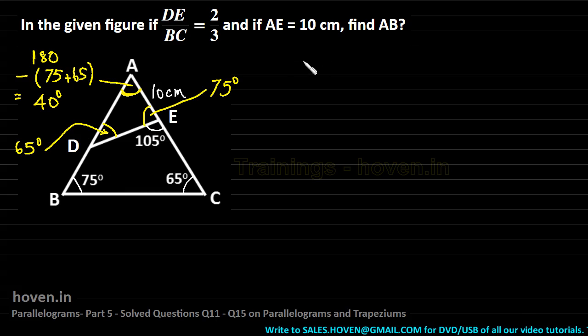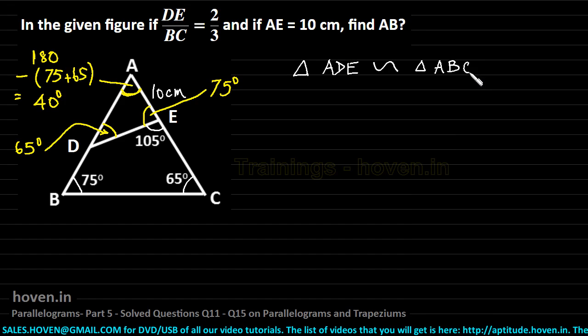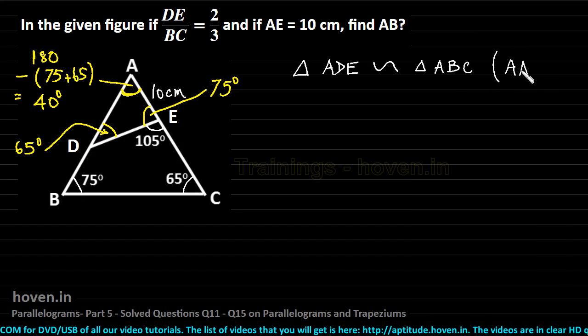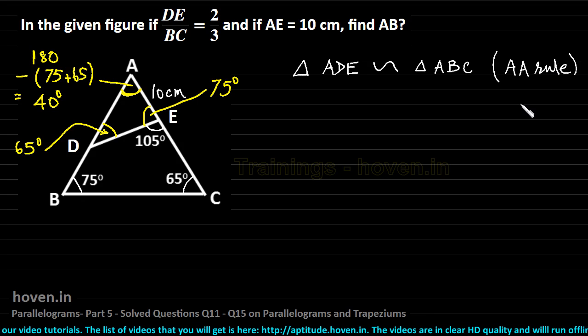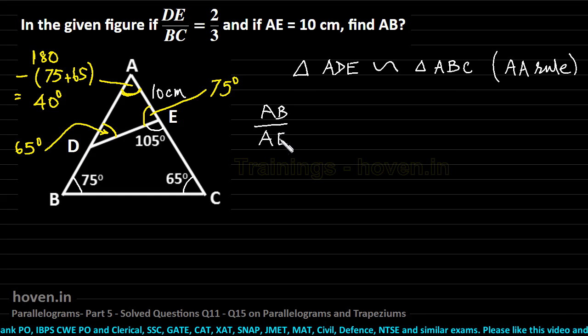So we can say that triangle ADE is similar to the triangle ABC, and it is by the AA rule. And once these two triangles are similar, the ratio of their corresponding sides should be equal. Let us start with the ratio of this side AB. AB of the bigger triangle is opposite to 65 degrees angle. So I will write AB over AE, since 65 in the smaller is this, and opposite to this is AE. This should be equal to, now let us come to the bigger triangle.